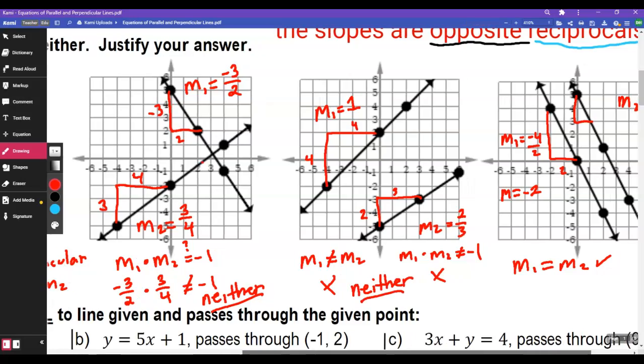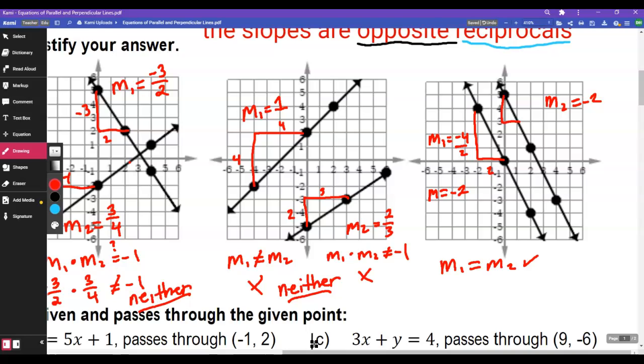And then finally, when you get to over here, we see that the two slopes are parallel because those two slopes are equal, negative 2 and negative 2. Therefore, they're parallel.